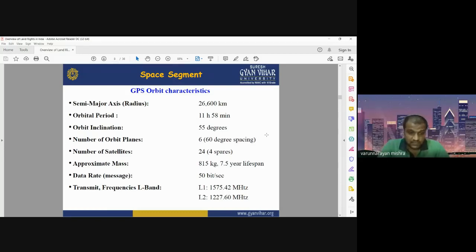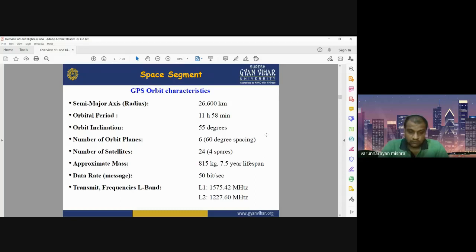The data rate, the rate of transmission of data from the satellite to the ground station, is around 50 bits per second. The GPS signals transmit at L band frequencies: L1 is around 1575.42 megahertz, and the second, L2, is 1227.60 megahertz. Whatever signal the GPS receiver receives may be either the L1 frequency or the L2 frequency.